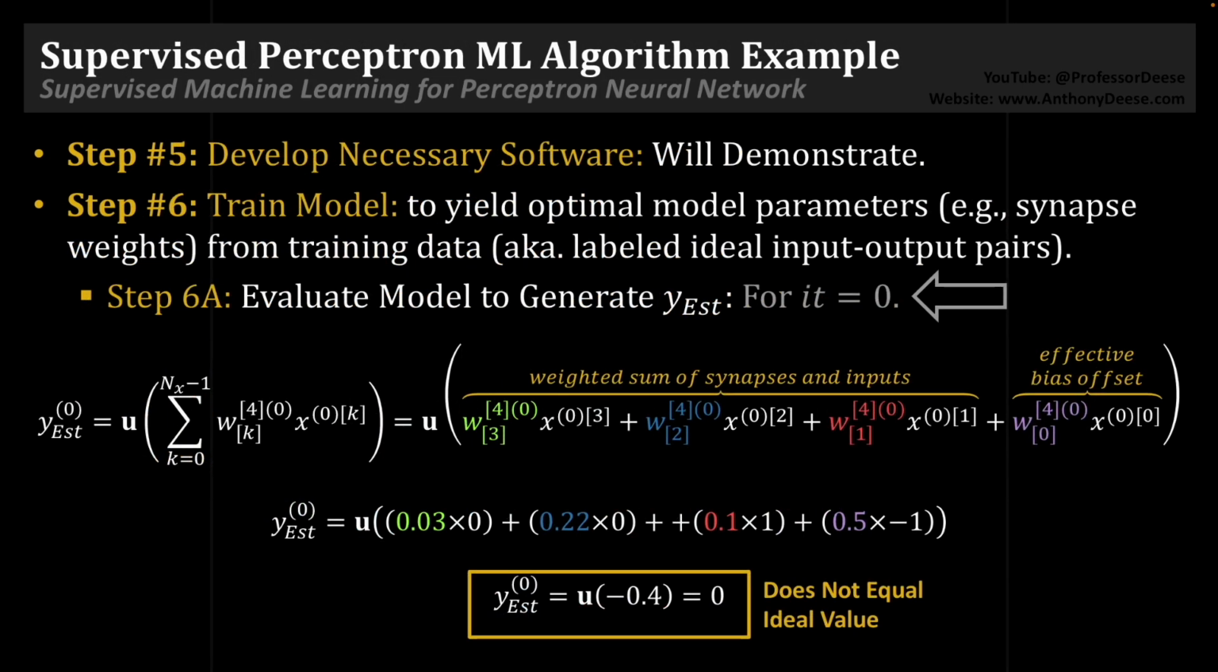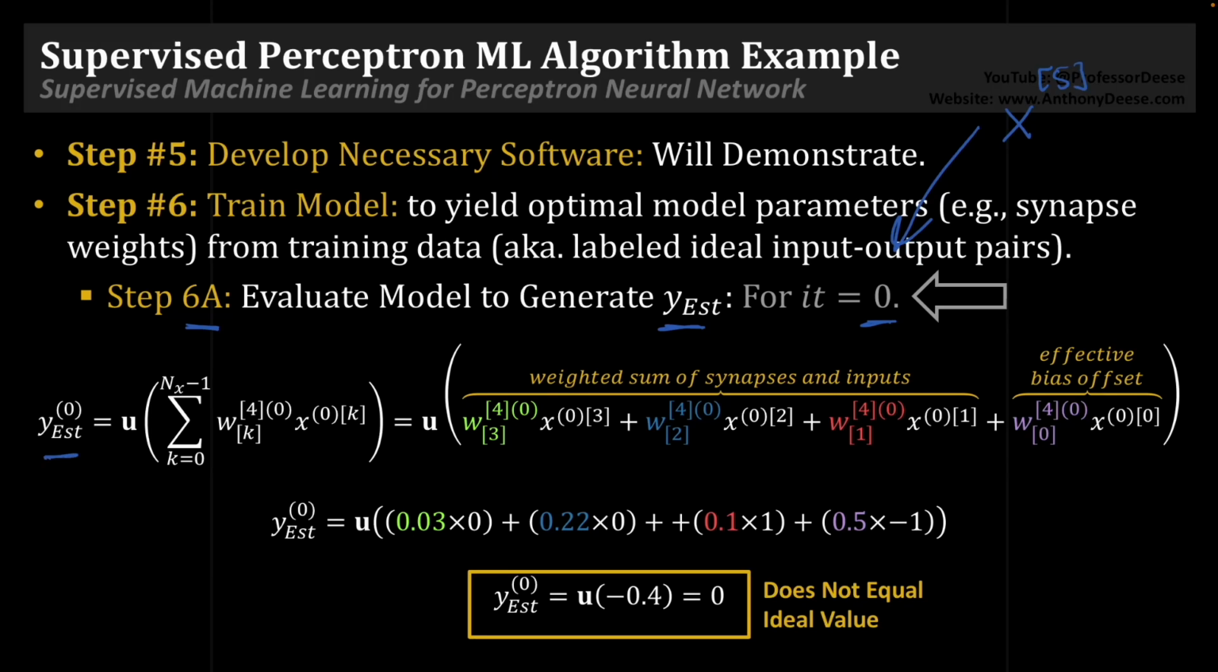All right, next step: develop the necessary software. We have a MATLAB script that we're using for this, and we're going to demonstrate that in a second. Step number 6, and this is probably the most interesting part, is to begin training the model to yield the optimal model parameters, in this case, the synapse weights. The first step within here, step 6a, is to evaluate the model to generate y sub est for the first iteration, and this requires us to use the 5th training sample.